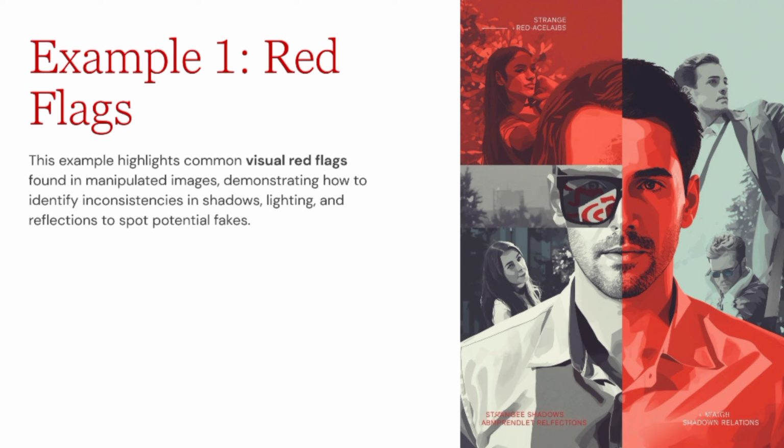This example demonstrates how multiple red flags can appear in a single image. Notice the inconsistencies in shadows, lighting, and reflections. When several visual issues appear together, the likelihood of manipulation increases.